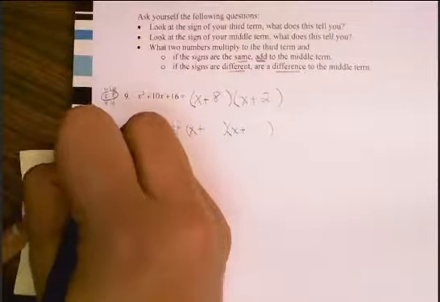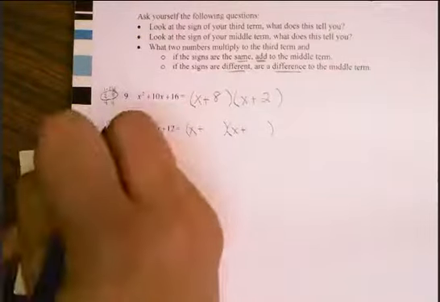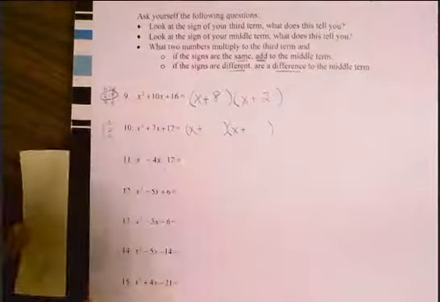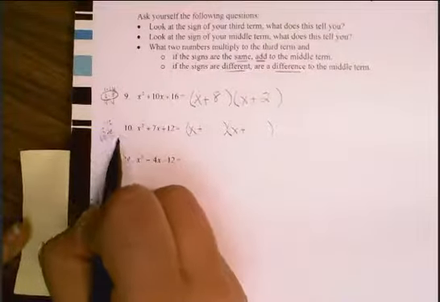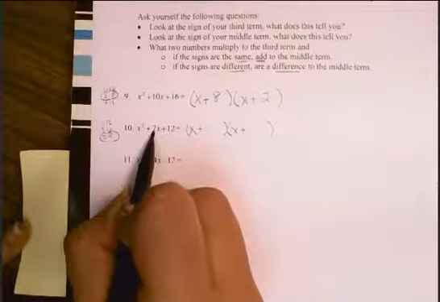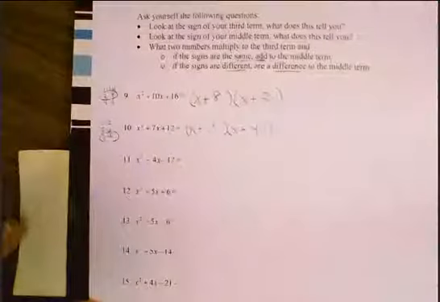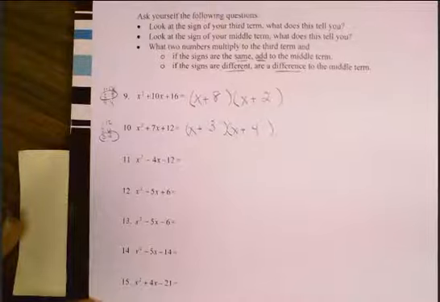So I'm going to make my little list. 1 times 12 is 12, 2 times 6 is 12, 3 times 4 is 12, and it turns out that 3 times 4 multiply to 12 and add to 7. Okay, so that means that my numbers over here are going to be 3 and 4.